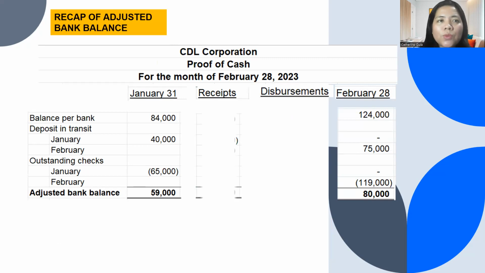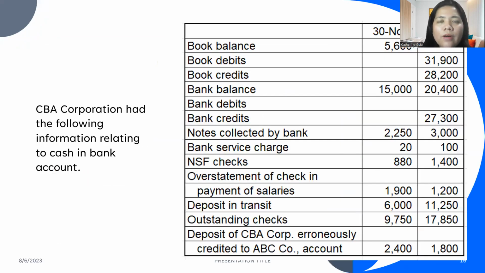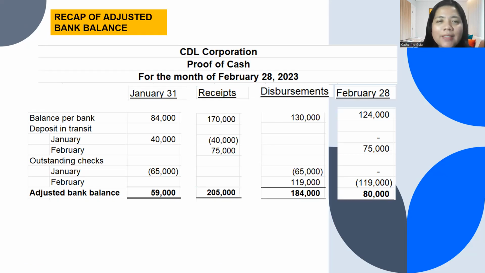If we recap for our balance per bank, adjusted bank balance, our reconciling items, you notice that the previous month's reconciling items are deducted under the current receipts and current disbursements, and the current reconciling items such as deposit in transit and outstanding checks are added.